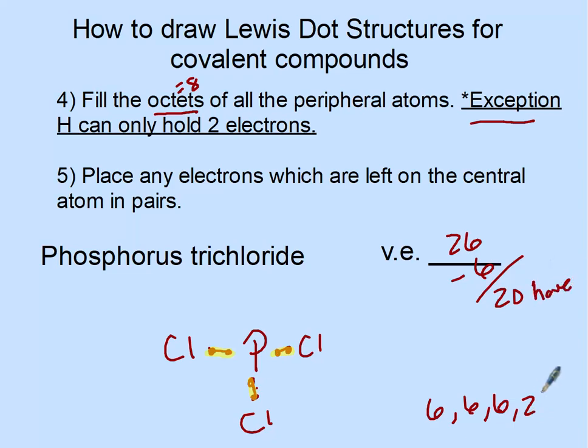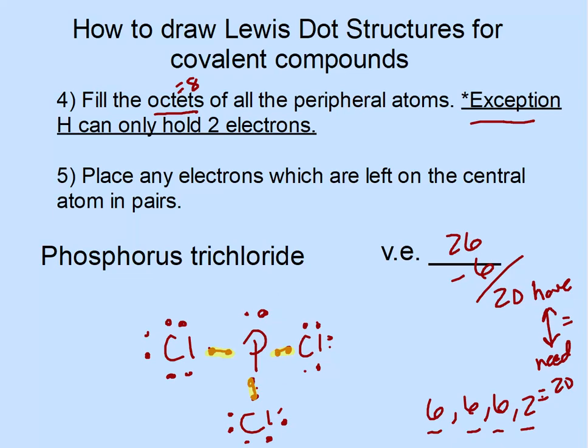I have 20. I need 20, because 6 plus 6 plus 6 plus 2 is 20. My need and have are equal to each other. So at this point, I'm going to add dots to fill in those octets. That chlorine gets 6. That chlorine gets 6. That chlorine gets 6, and this phosphorus gets 2.